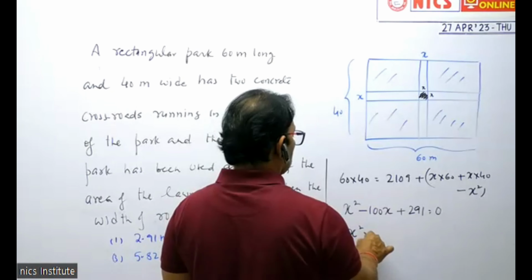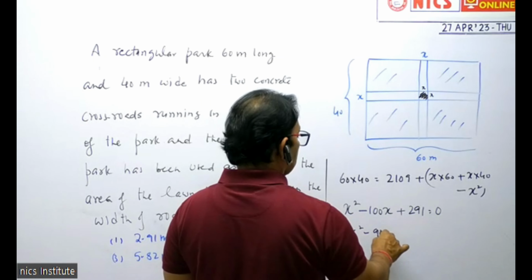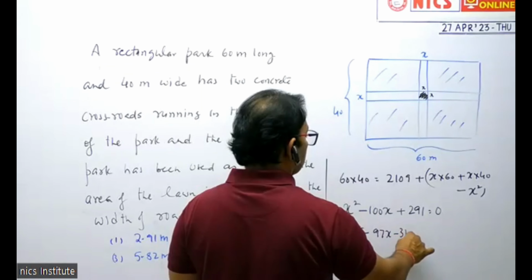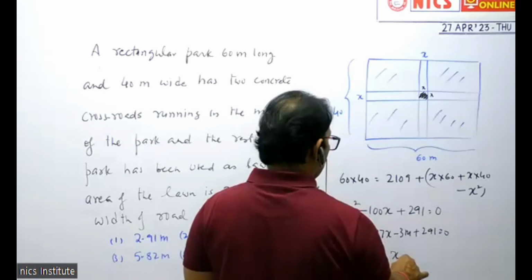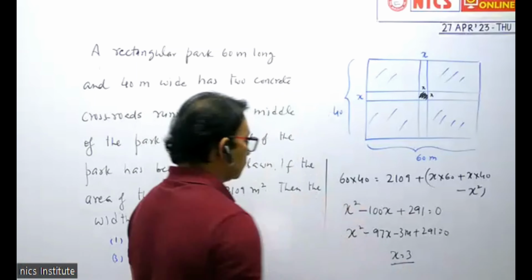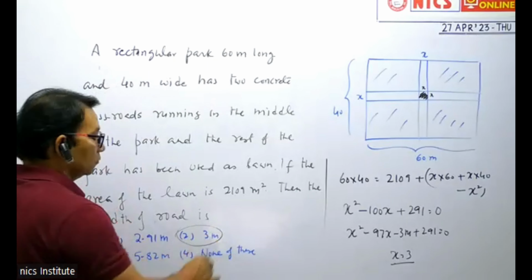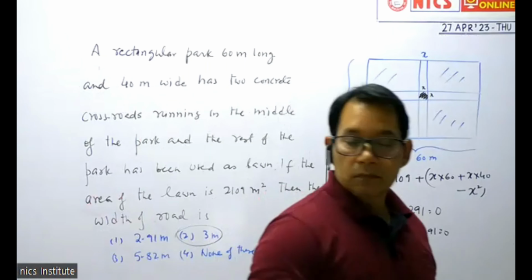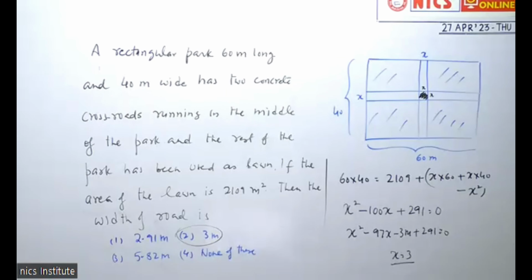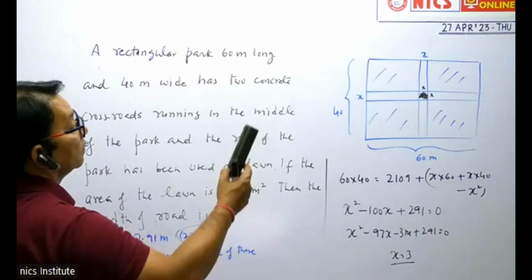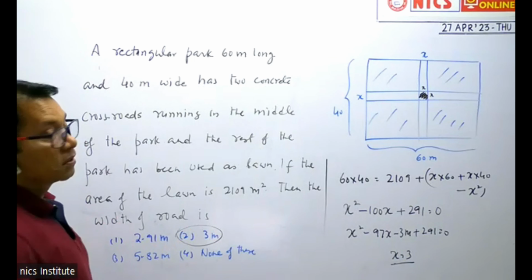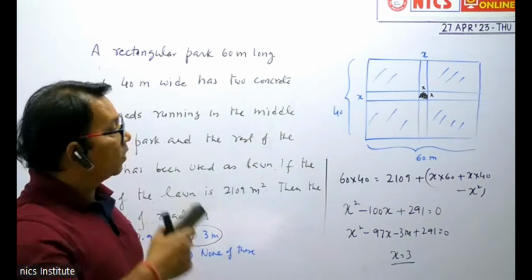So we'll have a split, 97, and solve, answer would be 3. Yes, Nashida. The only thing where you could have made a mistake was subtracting the squarish portion over there.